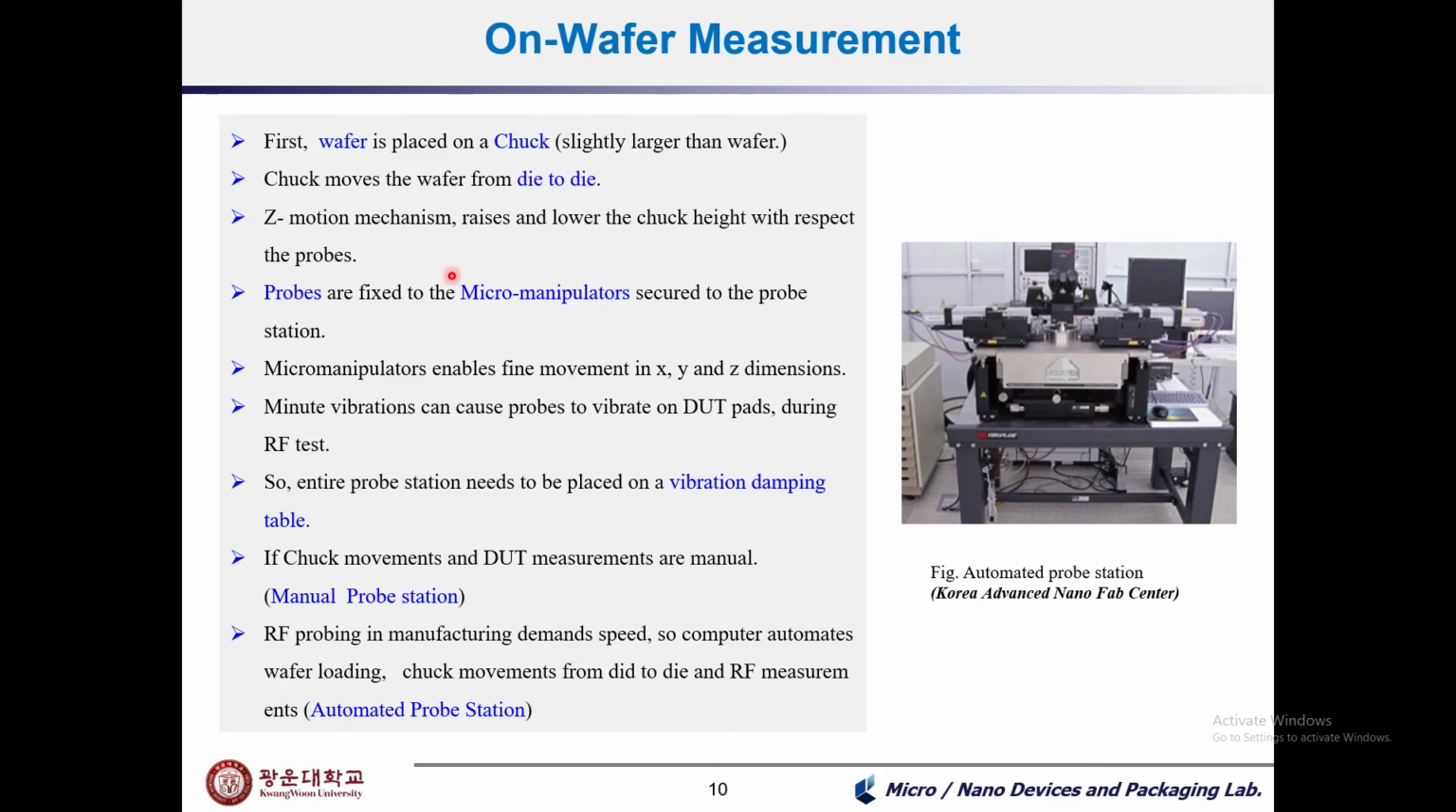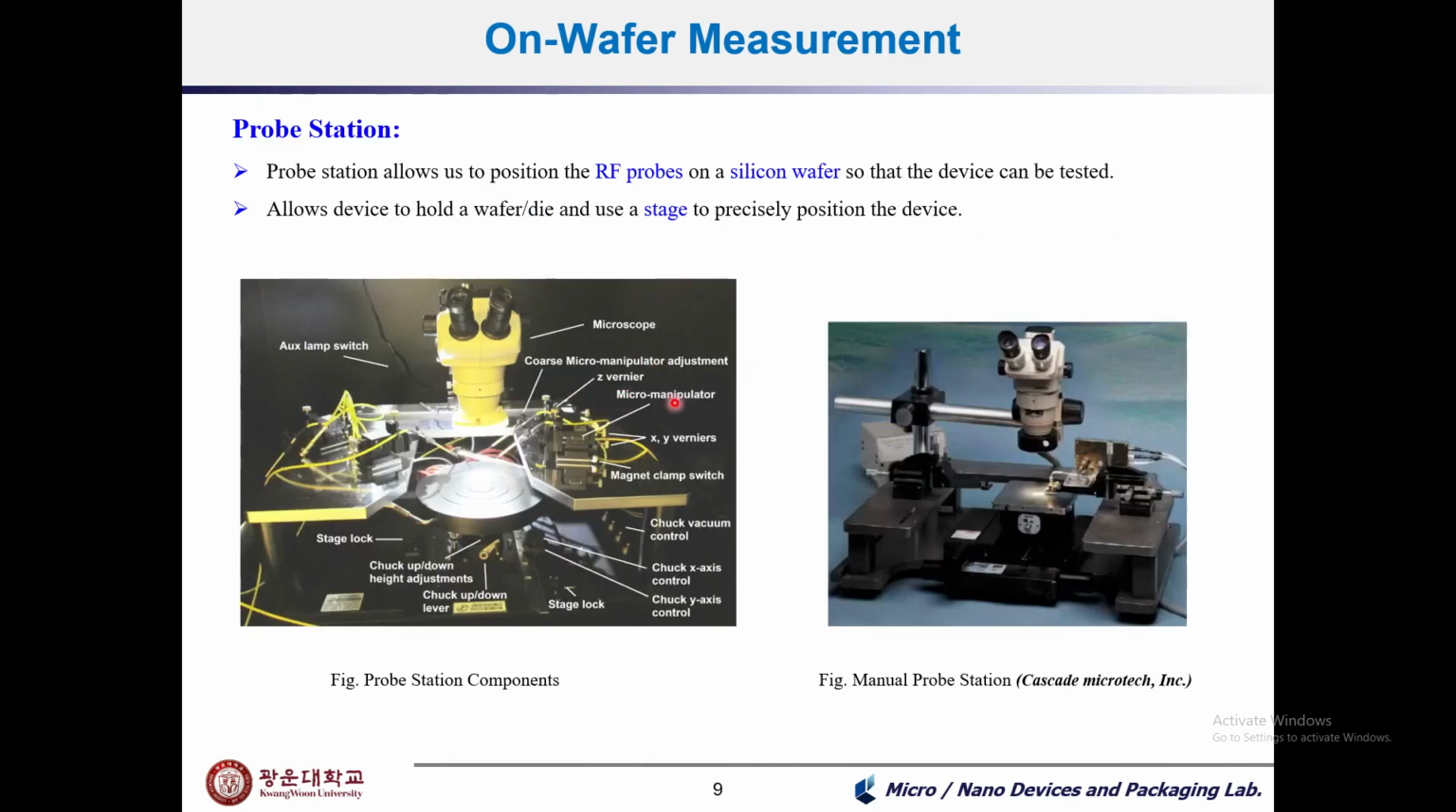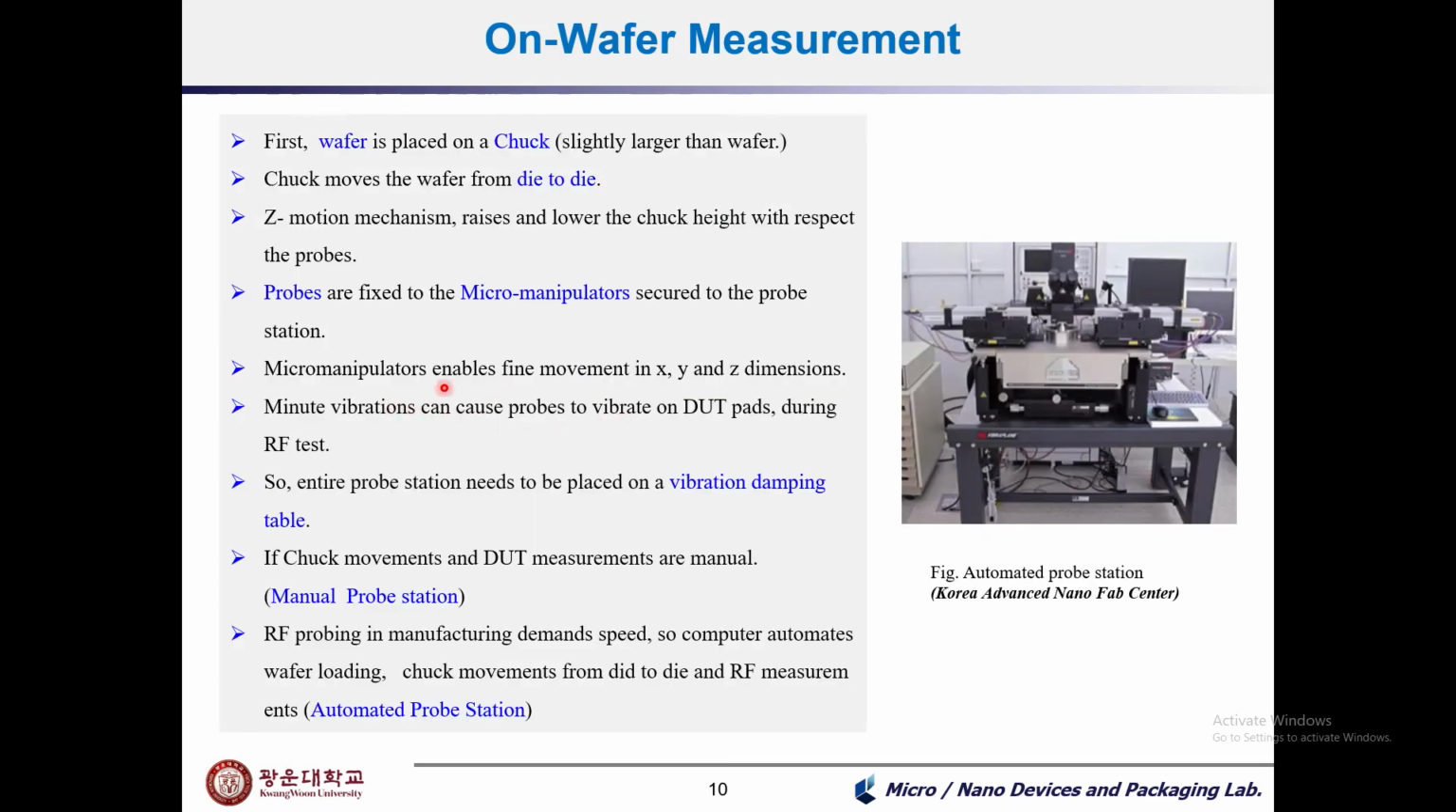At first the wafer is placed on the chuck, where the chuck is slightly larger than the wafer, and this chuck moves the wafer from die to die. The jet motion mechanism raises and lowers the chuck height with respect to the probes, where the probes are fixed to the micromanipulator, and the micromanipulator enables fine movement in x, y and z dimensions.